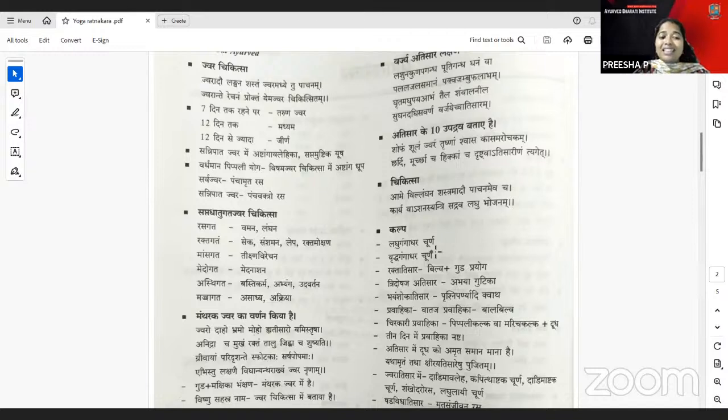Mamsagata is treated with Tikshna Virechana. In order to reduce the excessive Mamsa in the body, you have to give the Tikshna Virechana which is mentioned. And Raktagata is treated with Seka, Samshamana, Lepa, and Raktamokshana, which is mentioned. So Raktagata is Seka, Samshamana, Lepa, and Raktamokshana. And Rasagata is Vamana and the Langhana part.